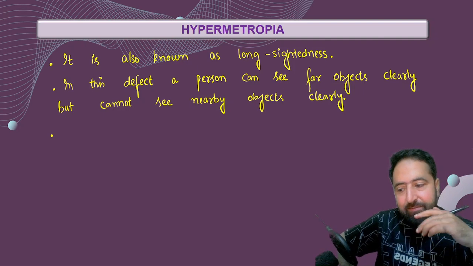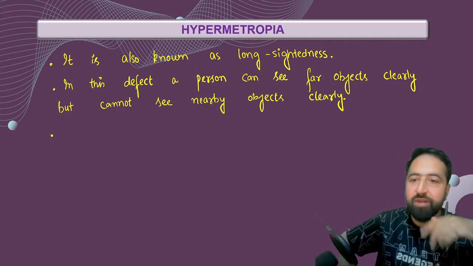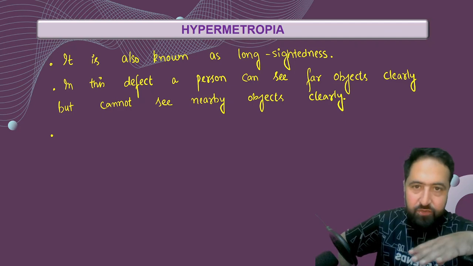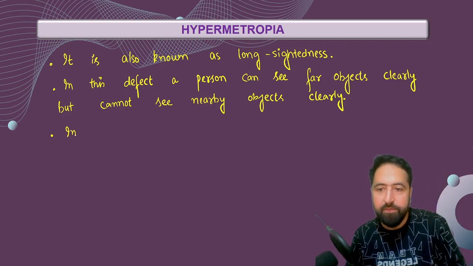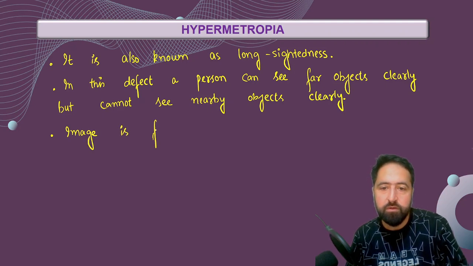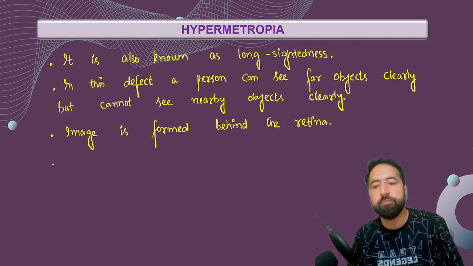The next is, where is the image formed? In case of myopia, the image was formed in front of the retina, okay. In hypermetropia, the image will be formed behind the retina, okay. Image is formed behind the retina, okay, behind the retina. Got it?